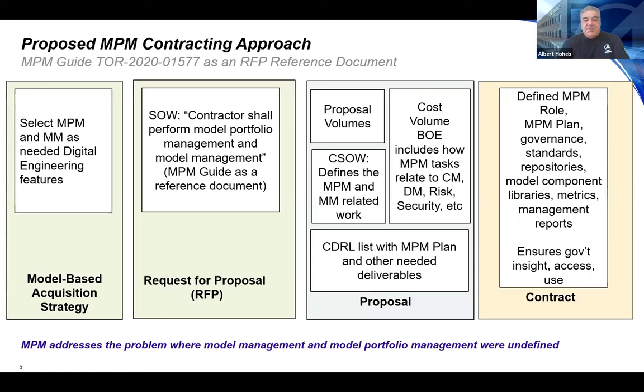Let me talk about the contracting approach. We believe the model portfolio management guide is already useful to an organization that has models, but it's also useful when you start to look at the contracting process. Here on the left-hand side, as organizations start to put together the model-based acquisition strategy or DE acquisition strategy, you want to select the model portfolio management and model management needs as engineering features, things that are very important to the organization to manage. Then they would think about how those features are instituted in the RFP. So for instance, if you have a SOW, statement of work or performance work statement, you could have something like, the contractor shall perform model portfolio management and model management. And then you'd refer to the model portfolio management guide.